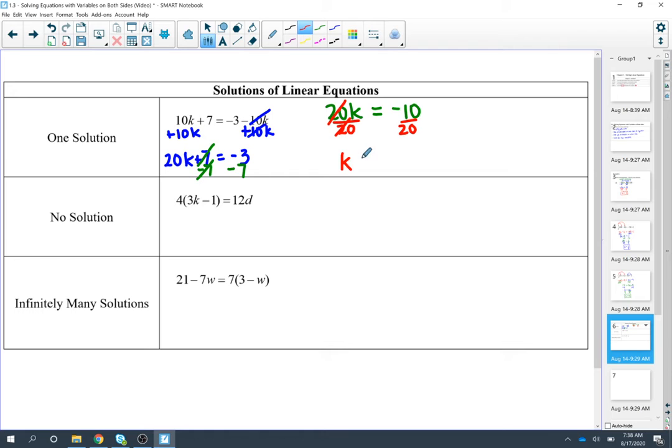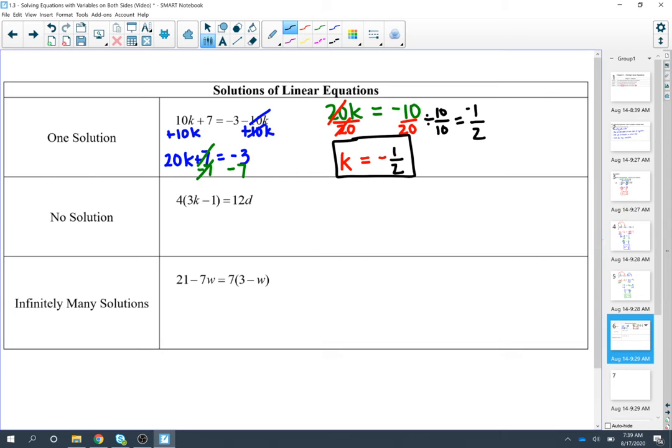So we're going to have k equals, and a negative divided by a positive is in fact a negative, and then 10 over 20 is going to simplify by 10. Negative 10 divided by 10 is negative 1, and 20 divided by 10 is 2, so negative 1/2. This is an example of one solution. This is what you've been doing. k equals negative 1/2. Your one solution that satisfies that equation is negative 1/2.